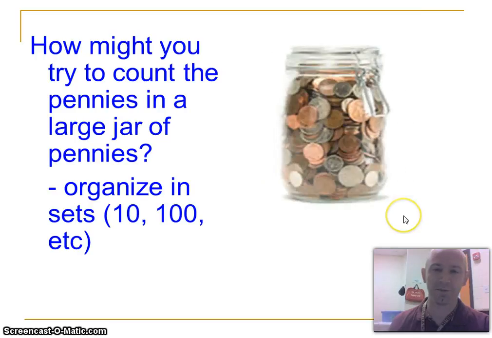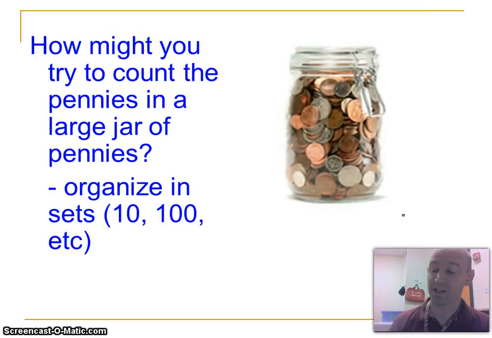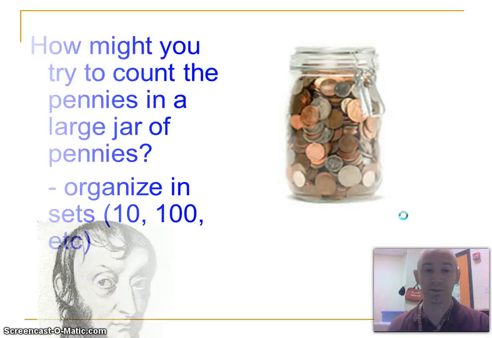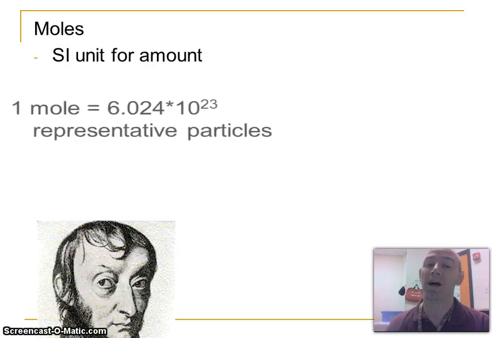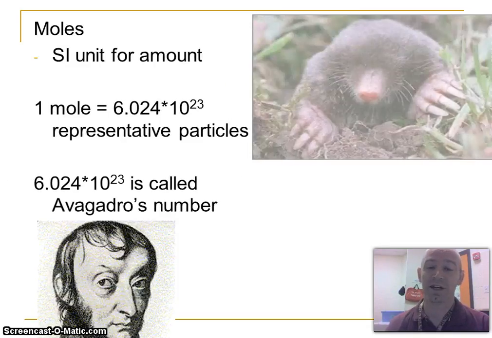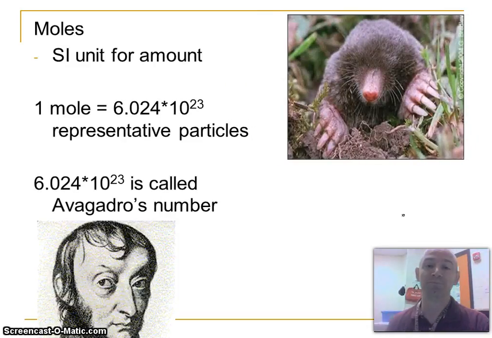So when we're counting, sometimes we like to collect or organize items into a group. It might be a stack of 10, it might be a stack of 100. It depends on how many of the thing we're trying to count. Chemists do this as well. They like to group atoms, molecules, other very small particles into little groups, and because there's a whole lot of atoms and molecules in different samples, our collection is pretty large.